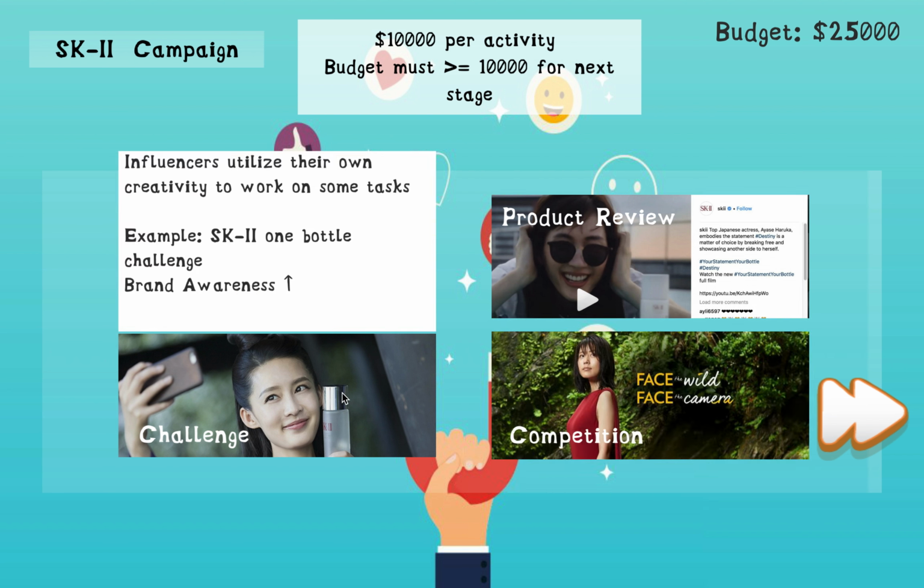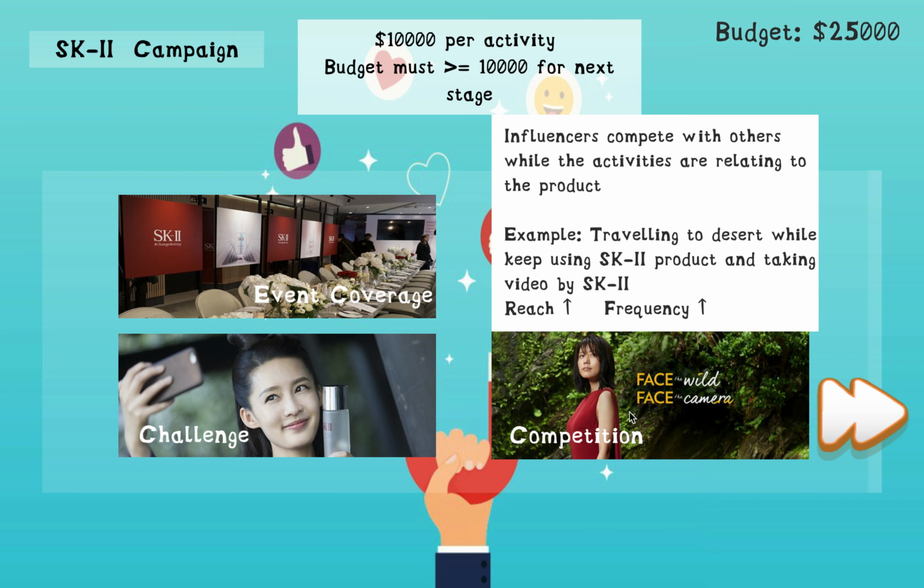The third one is the challenge. Influencers can use their own creativity to work on some tasks, for example, the SK2 one bottle challenge. It can increase brand awareness. The fourth one is the competition. Influencers compete with each other while using the products, for example, traveling to the desert while using the SK2 skincare product and taking videos. This action can increase reach and frequency. We try to select the competition.